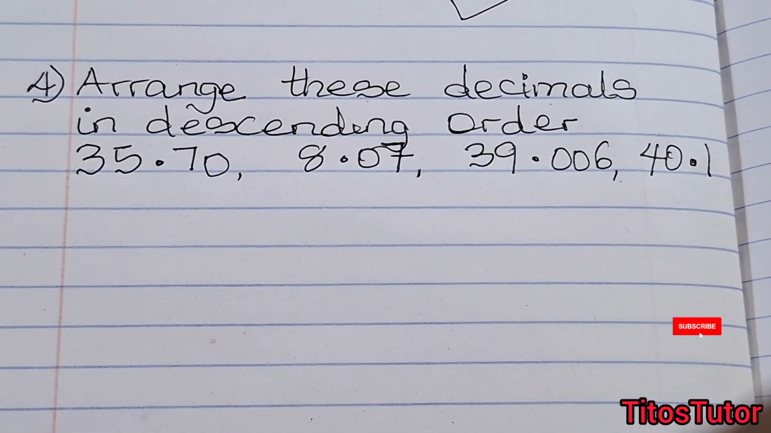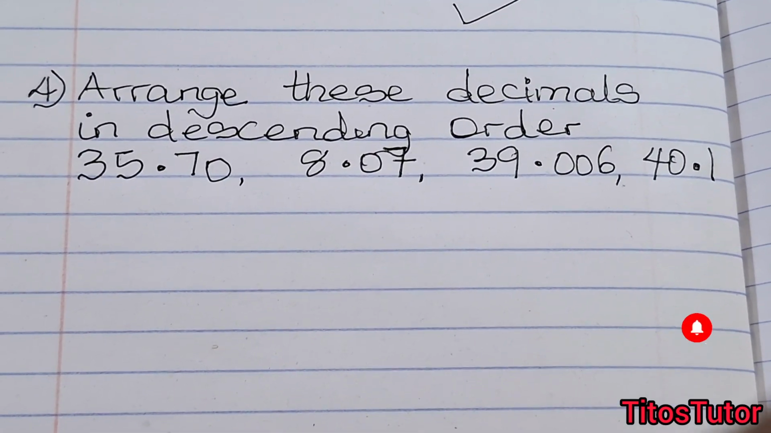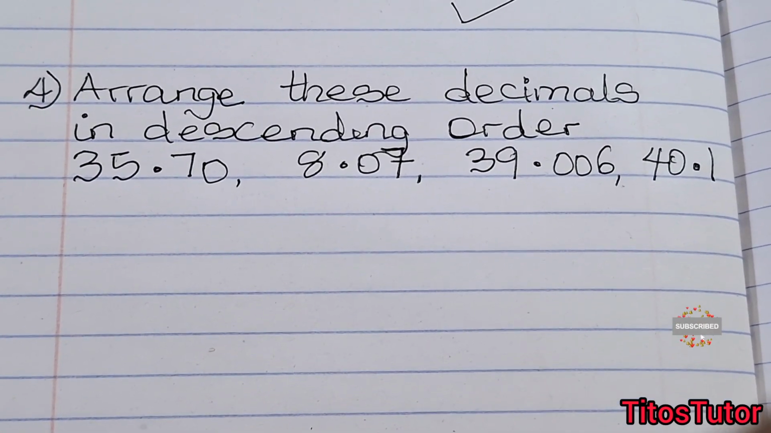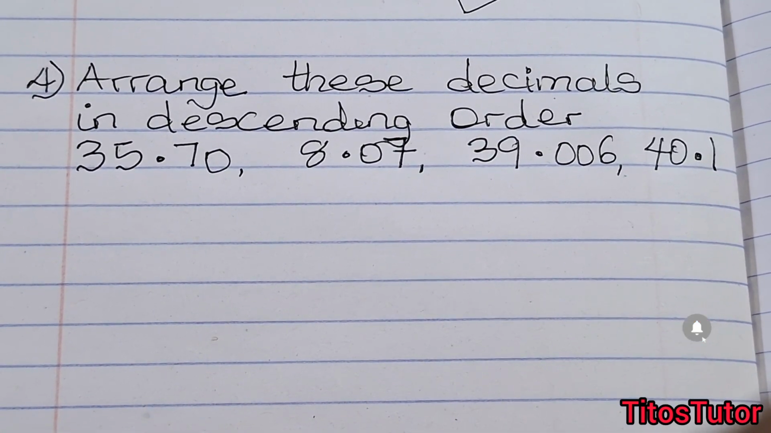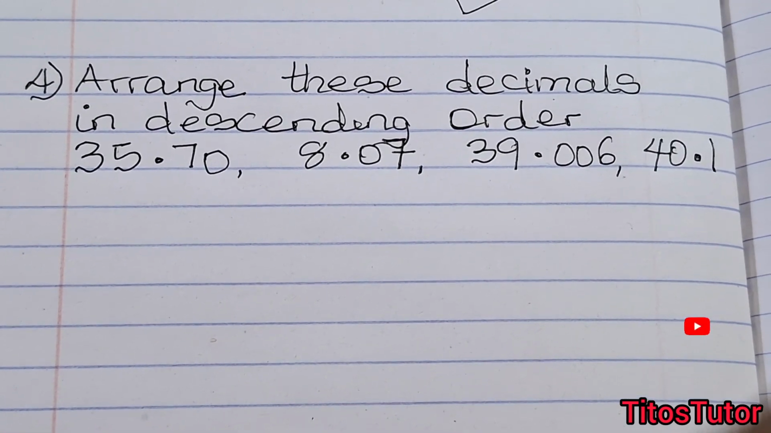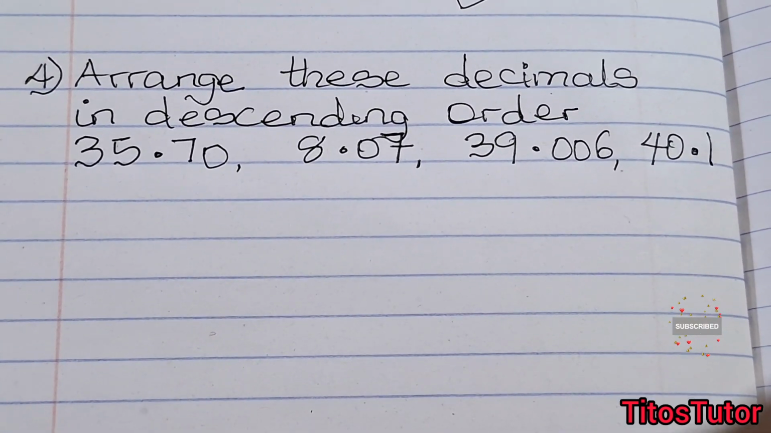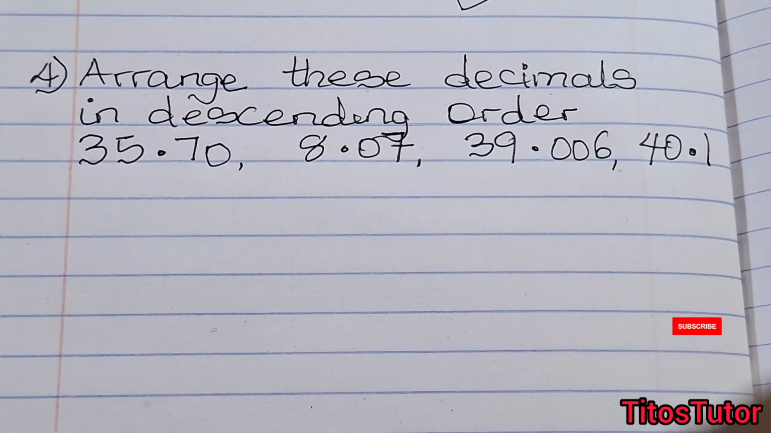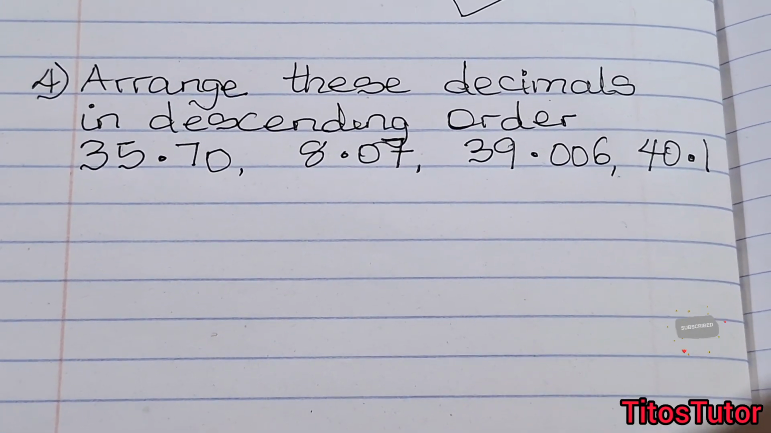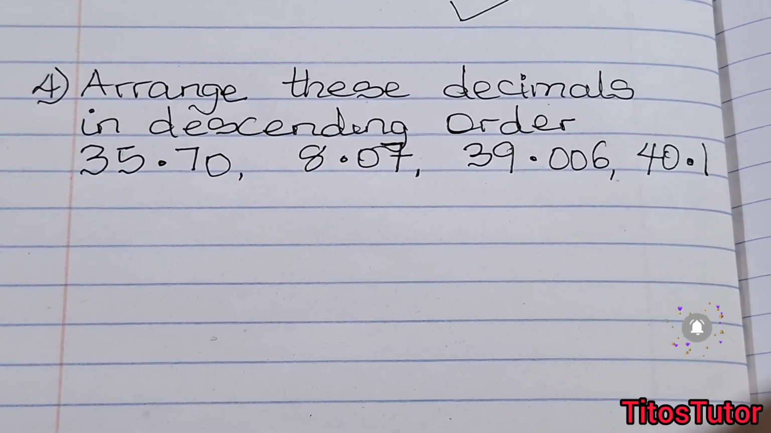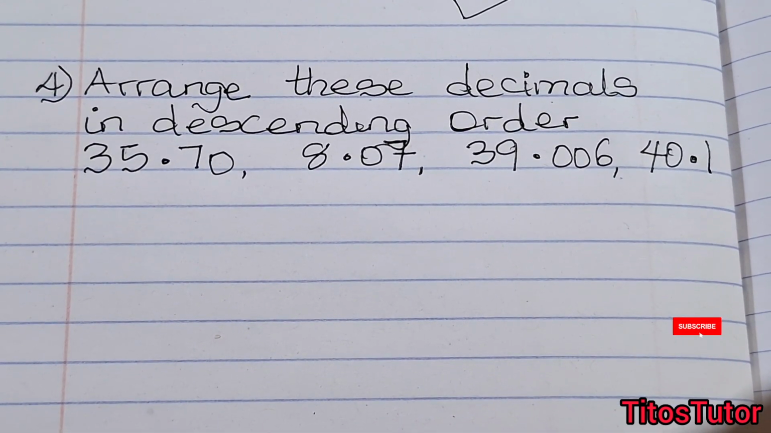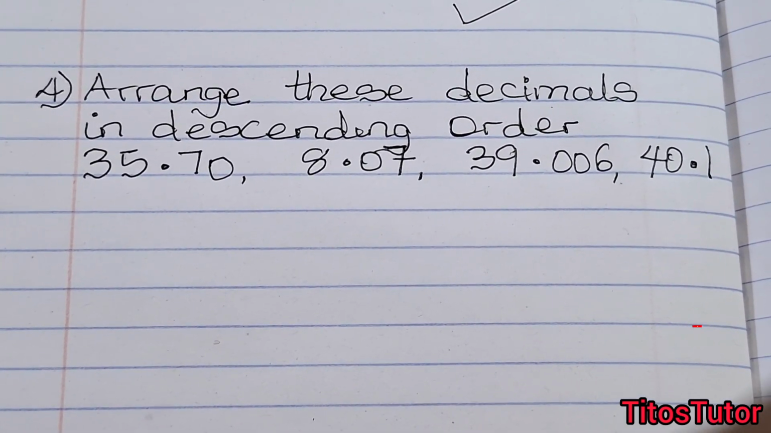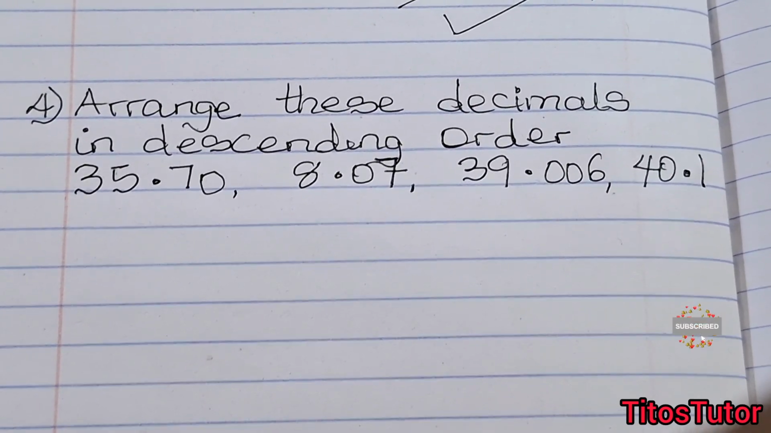Here is our number 4. And the question says, arrange these decimals in descending order. Descending order means from biggest to smallest. It is descending. It is coming down. It is from the top of the ladder and coming down. So it is descending. Biggest first, top of the ladder. Smallest last, bottom of the ladder. And that is the meaning of descending order.